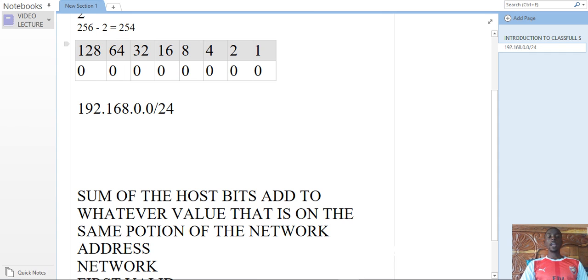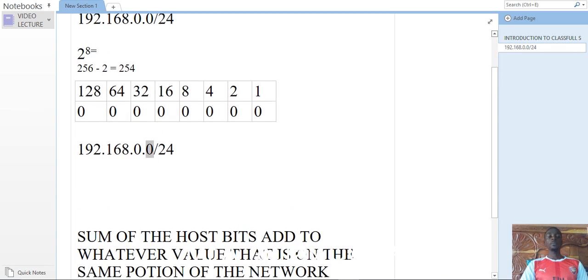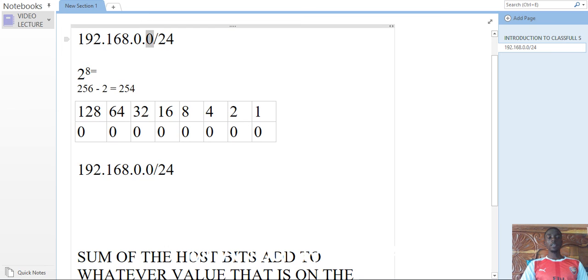Whatever value I have here, I am going to add it to whatever value is on the same portion, because this is the last portion, the last octet for class C, and that's where we have our host portion. You can see this is our host portion. So this binary is what we have here. The sum of those bits in the host portion, if we add all this together, we have to add to whatever value is on the same octet. So this is the last octet, and we add those values to whatever value is here to give us the broadcast address.